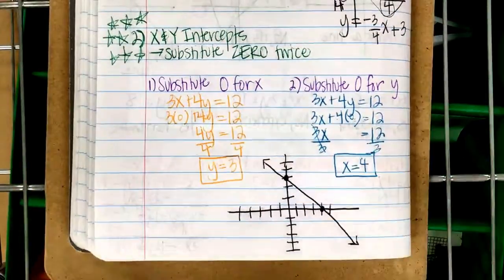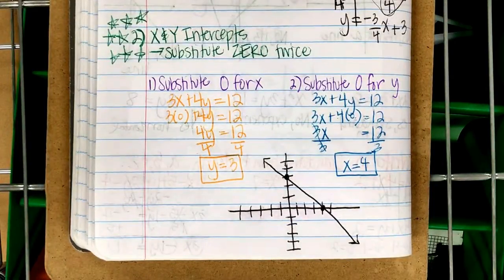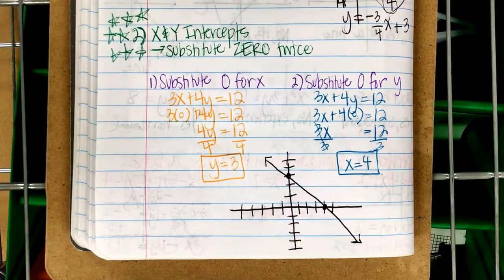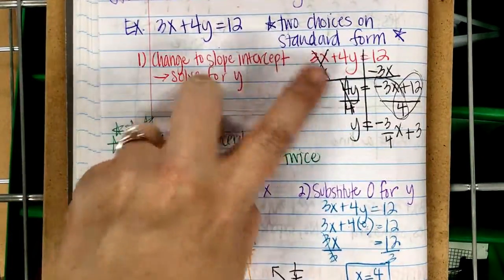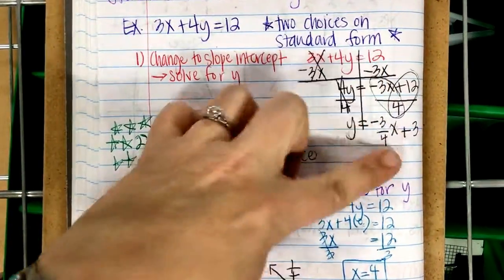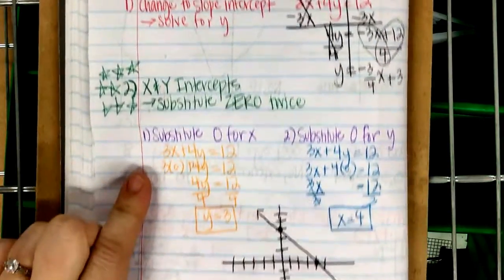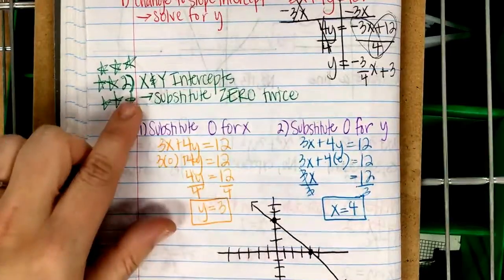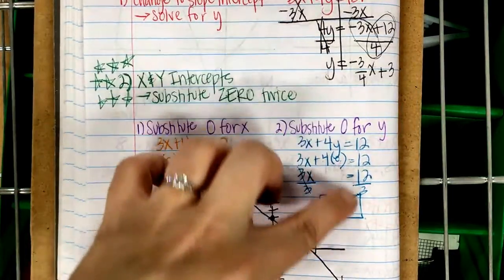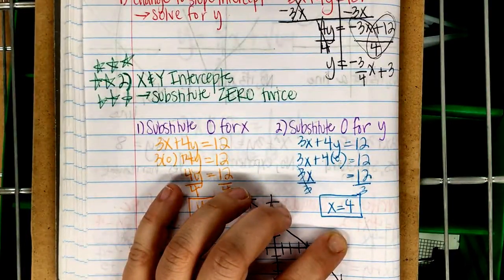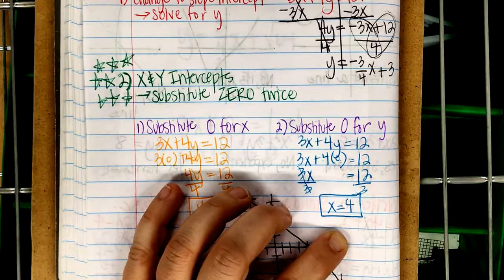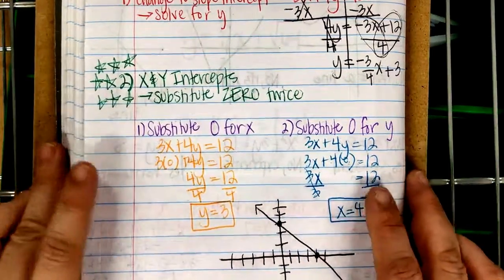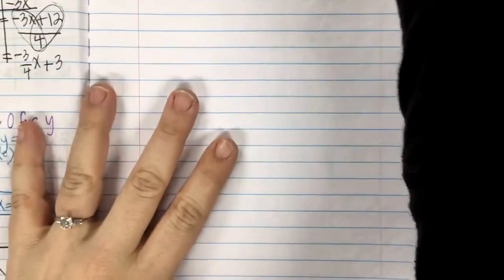You have two choices if you're given something in standard form. Two choices. You could solve for y. You could put it in slope-intercept form, all of the algebra. Or you could do x and y intercepts, meaning substitute 0 twice. Substitute 0 for x, substitute 0 for y. Intercepts is faster, right? All right, let's try some stuff.